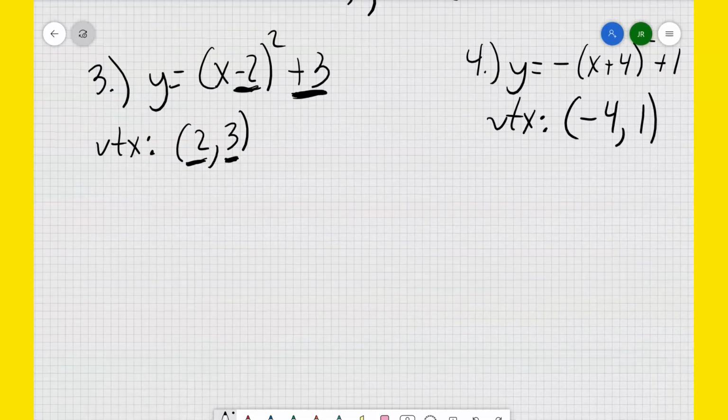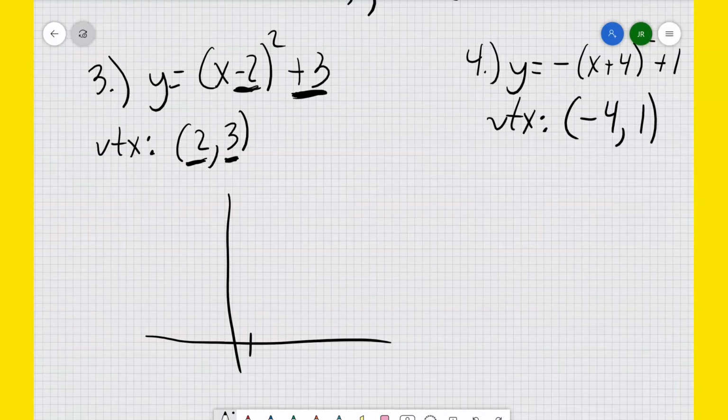Okay, I'm going to graph this. I have a vertex at 2, 3. There's my vertex. And then I'm going to go over 1 and up 1, over 2 and up 4. There is no A right here. Therefore, I go over 1, up 1, over 2, up 4, because there's no A. Or I could say that the A is just understood to be 1. So I don't have to multiply the 1 times the A or the 4 times the A in this case.